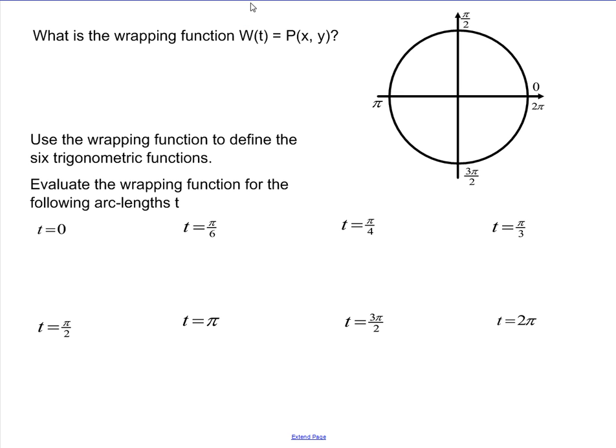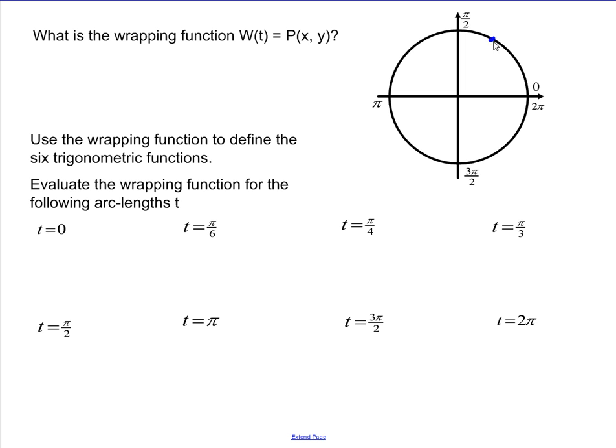So in this textbook, they define something called a wrapping function. It goes like this: W of t is equal to P(x, y), and you look at that and think, huh? What the? Well, look, let's go back, and this time, let me get my pen going here.